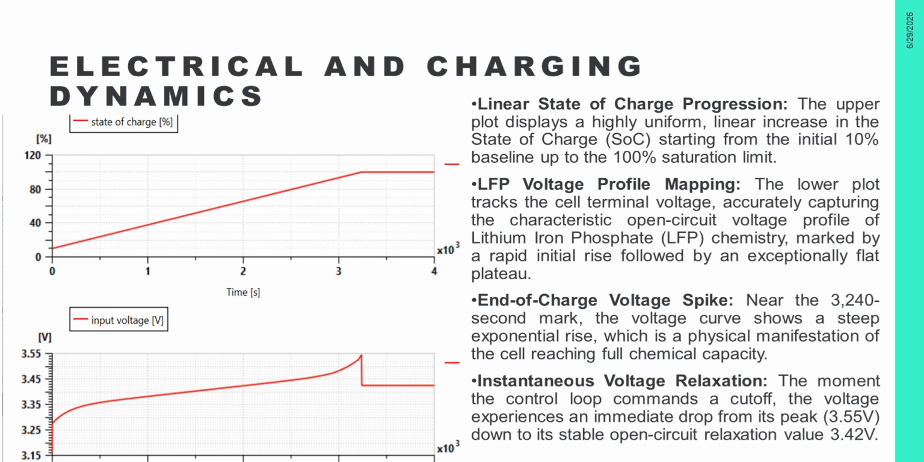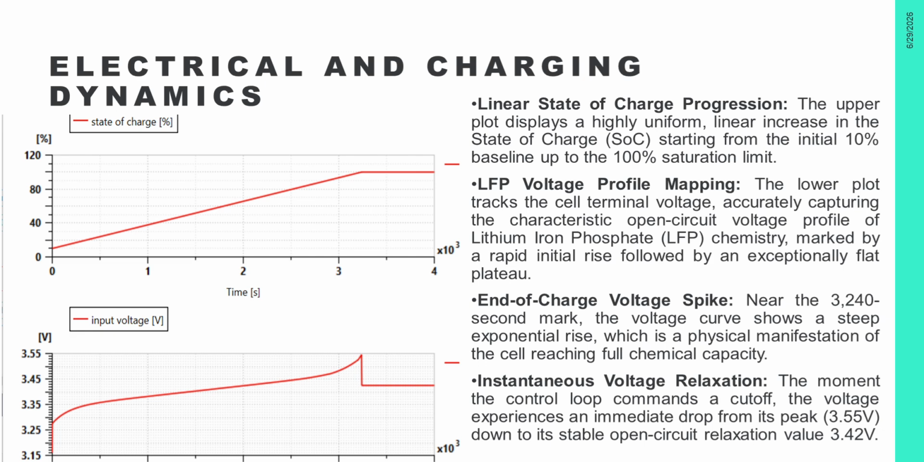So what we have found from this system is linear state of charge progression. The upper plot we see at the left side indicates that the charging is uniform and the charging is cut off exactly at around 3200 seconds, which indicates that the charging has gone from 10% to 100% at 3200 seconds.